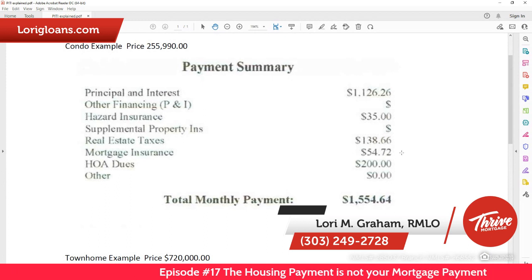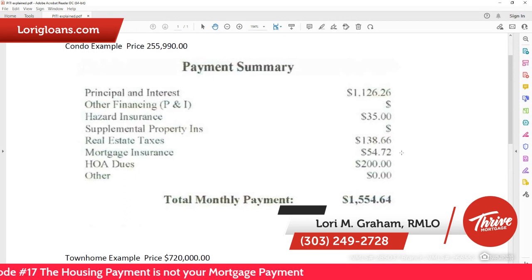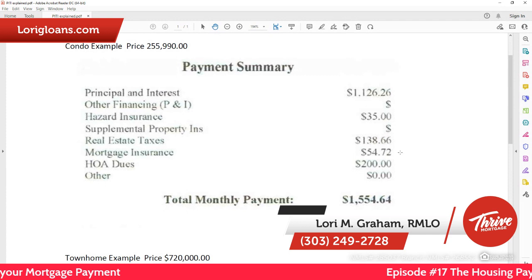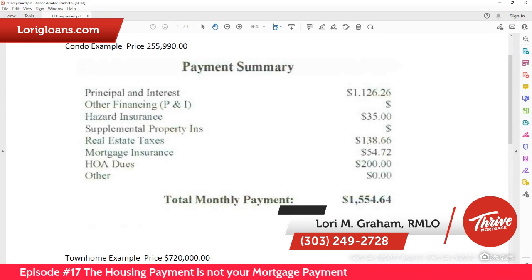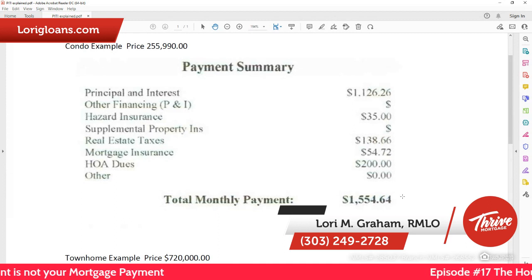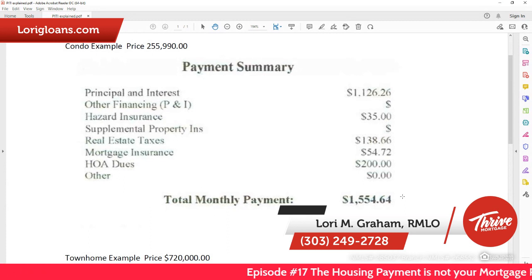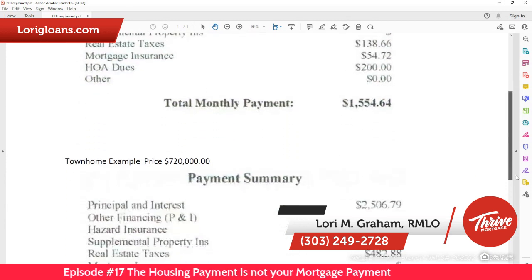Now, she does have mortgage insurance on her loan. This is not an FHA loan, it's conventional, but she had less than 20% down. So she is responsible for paying $54.72 a month. These four costs here are all her mortgage payment. Now, the $200 she is paying monthly to the HOA. So her total housing payment is $1,554.64. Just know that when you see your housing payment, this does not necessarily represent what you're going to pay to your lender.